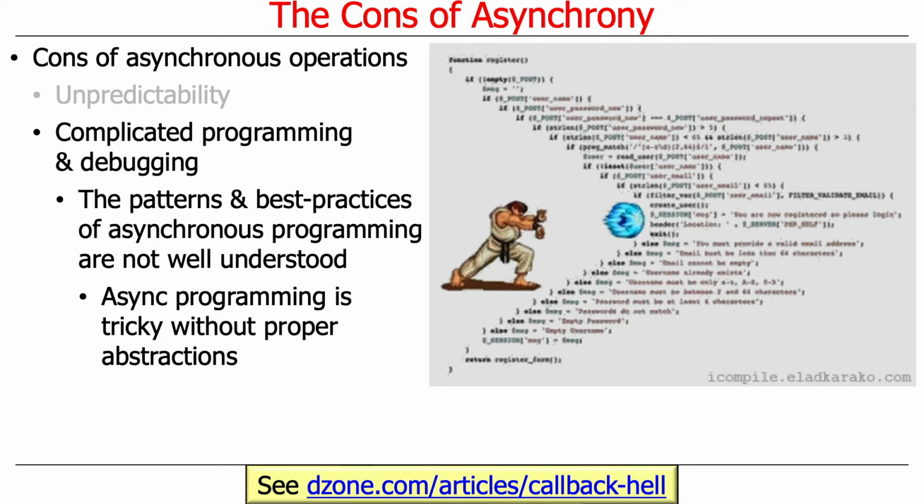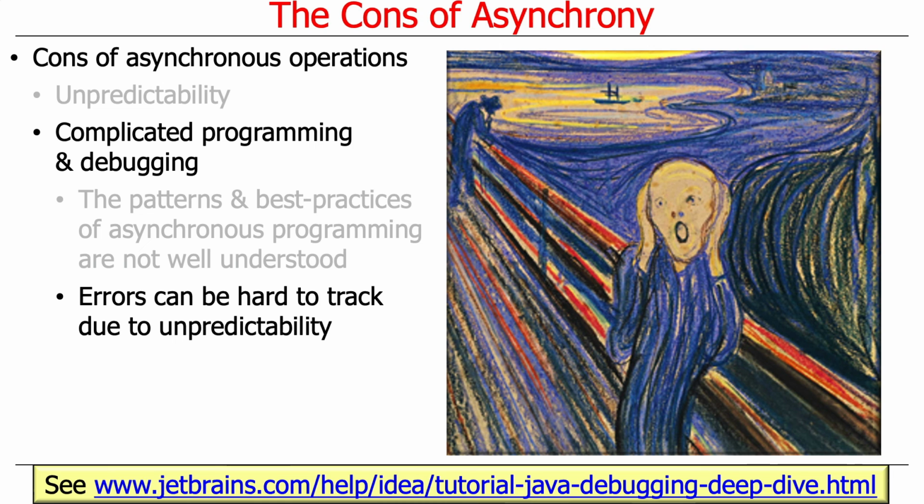Another big problem, which is something that Java attempts to remedy, is that programming asynchronously without proper abstractions leads to something known as callback hell. If you take a look at JavaScript without the right features in it, you can end up with this horrible, very complicated nested callback model, which is very difficult to program. So this is called callback hell.